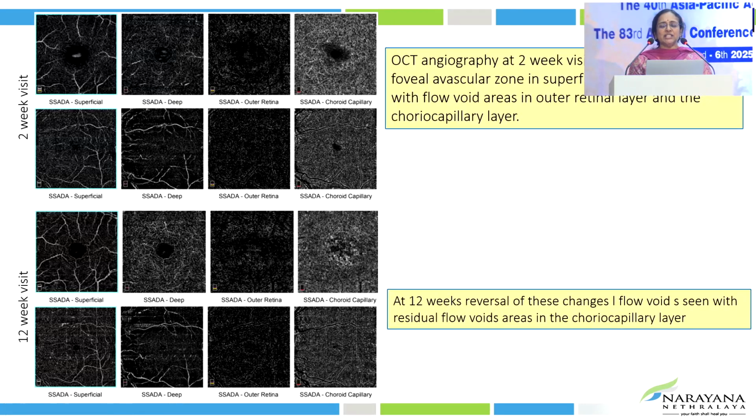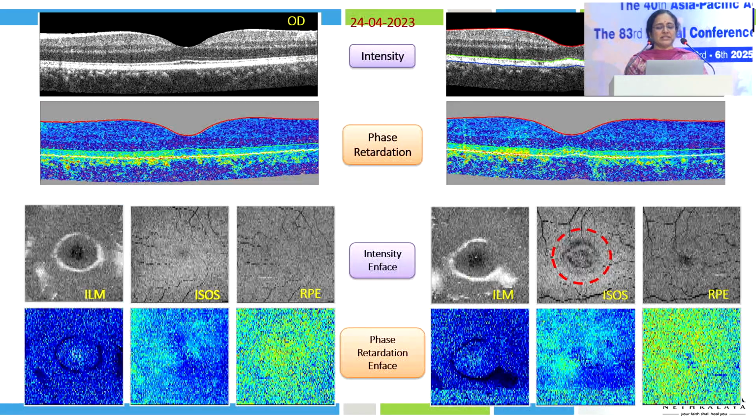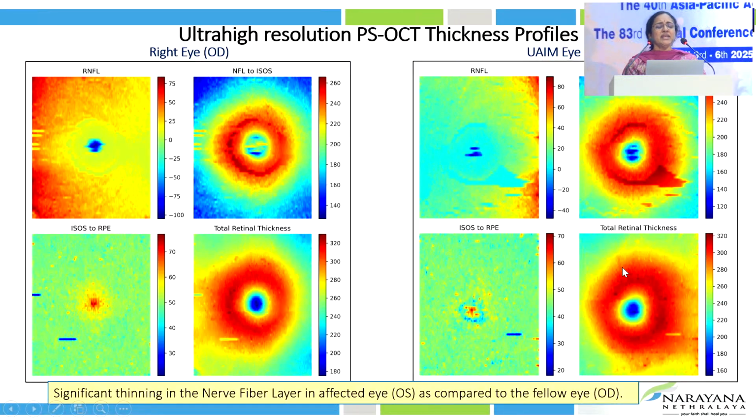OCTA shows enlargement of the foveal avascular zone in superficial and deep capillary plexuses with flow void areas in the retinal, outer retinal layer and choriocapillaris layers. However, these changes are all reversed at 12 weeks. This is a polarization sensitive OCT, which shows a phase retardation map, showing the distortion at the ISOS junction. This is the normal eye and this is the affected eye. Ultra-high resolution PS-OCT thickness profile showed significant thinning in the nerve fiber layer in the affected eye compared to the fellow eye.